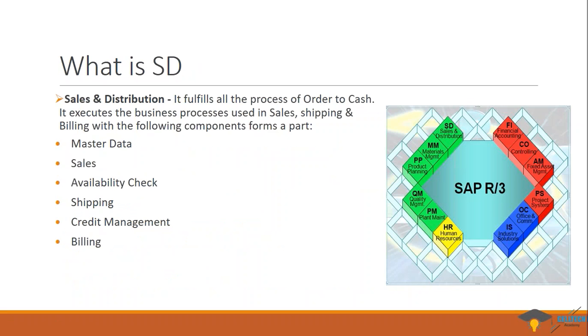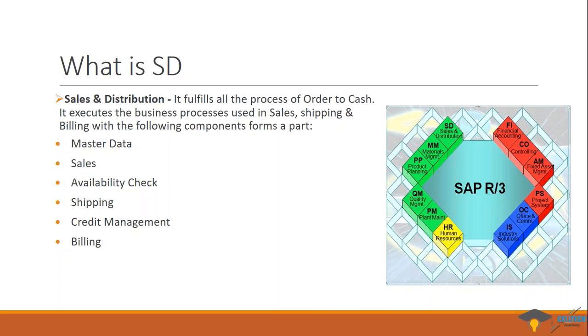So what is sales and distribution? This slide talks about the sales and distribution part of SAP. It is also called order to cash, and it covers the business processes used in sales, shipping, and billing. End to end, it shows how an order is created, how a delivery is created based on the order, and then how an invoice is created based on the delivery. Post invoice, it gets integrated, and an accounting document is generated to post to the revenue account.